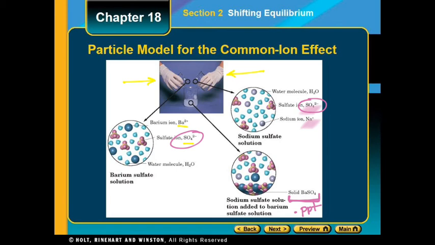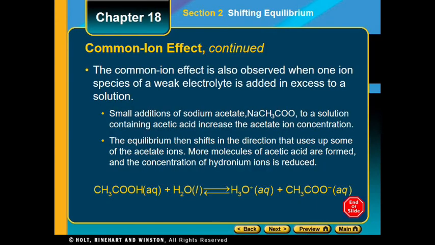So we have one last example here. The common ion effect is also observed when one ion species of a weak electrolyte is added in excess to a solution. So what if you have one ion species of a weak electrolyte that is added in excess to a solution? So they are showing you acetic acid, which is considered a weak electrolyte. It's a weak acid. Notice it's a reversible reaction here. It'll break down when it mixes with water to the hydronium ion and the acetate ion.